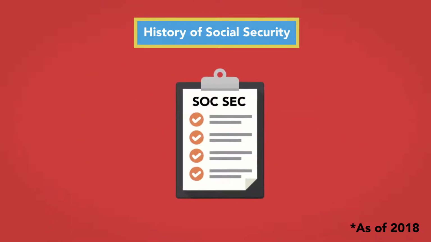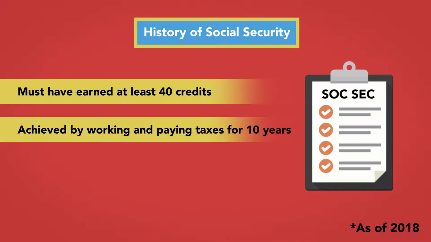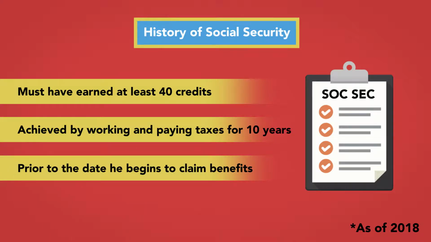This collection of credits remains on the wage earner's Social Security record even when she changes jobs or stops working. To qualify for Social Security benefits, the wage earner must have earned at least 40 credits, achieved by working and paying taxes for 10 years, prior to the date he begins to claim benefits.